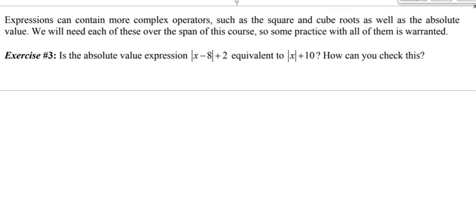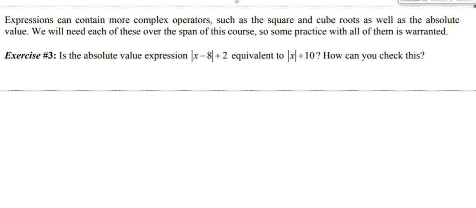Okay, expressions can contain more complex operations, such as the square and cube roots, as well as absolute values. We will need each of these over the span of this course, so some practice with all of them is warranted. Exercise number 3 says, is the absolute value of x minus 8, plus 2, equivalent to the absolute value of x plus 10? How can we check this?